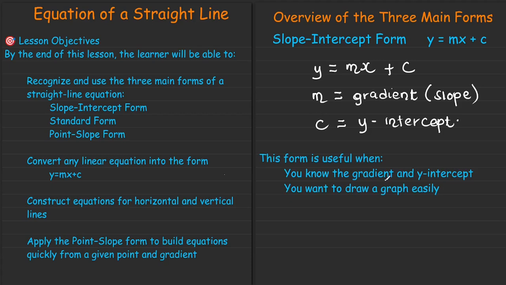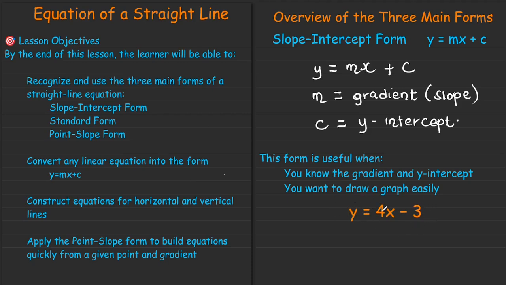As I said earlier on, this form is used when you know the gradient and the y-intercept of the line. Secondly, we use this form a lot when you want to draw a graph easily. That is why, when you want to study the equation of a line, this is the very first one you use, because it helps you plot the line on the graph very easily. Let's look at an example of this form.